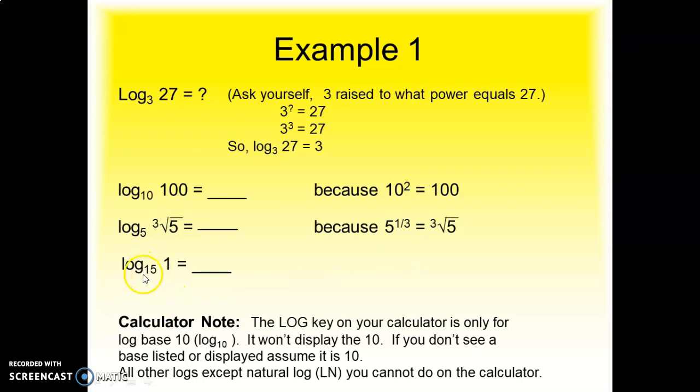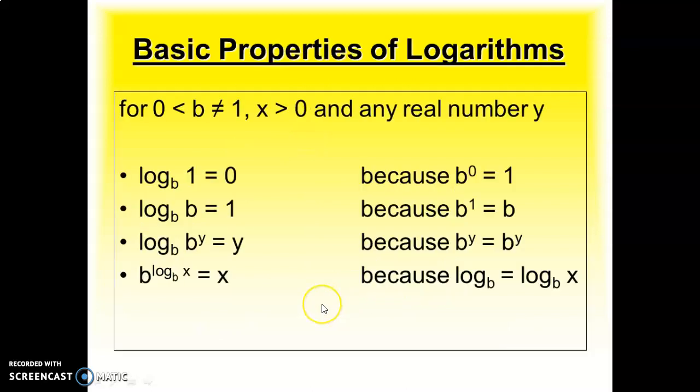Log base 15 of 15. So you think, 15 to what power is 1? Okay, well, how can you take 15 and raise it to a power to get 1? That's 15 to the 0 power. Remember, anything to the 0 is always 1. All right, so here are some properties of logs, which are kind of neat.